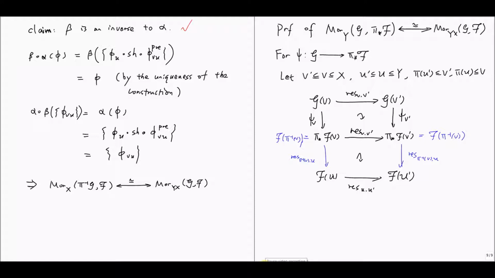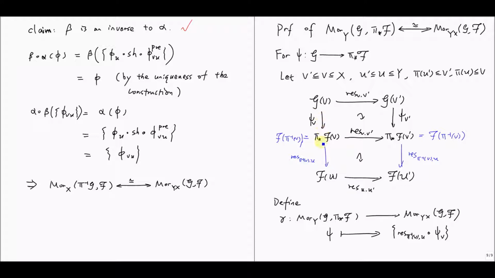Now we define the map gamma from this guy to this guy by sending psi to the collection of the composition of these two arrows. And by the commutativity of this rectangle, this is a compatible collection of maps. So this gamma is well defined.